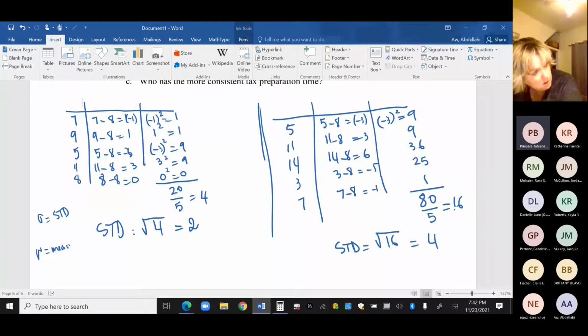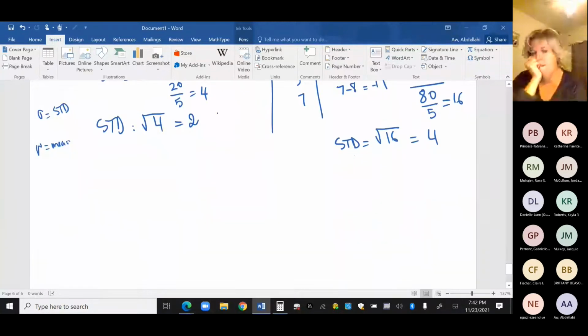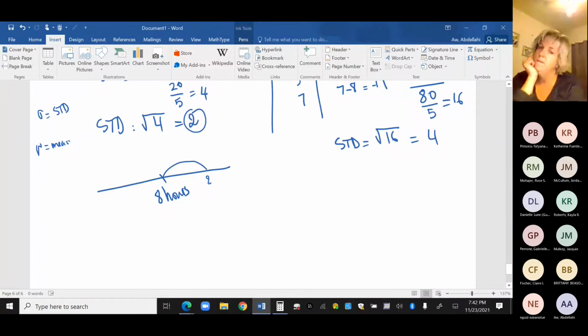I'm still confused. I mean, this is like some type of margin of error. In any given day, your average preparation is 8 hours, right? You need 8 hours to prepare the file. But what does the standard deviation tell you? It tells you you can go all the way to what? 2 more hours. What is 2 more hours? 10 hours, right? Or if you are very fast, you can go all the way to 6 hours.